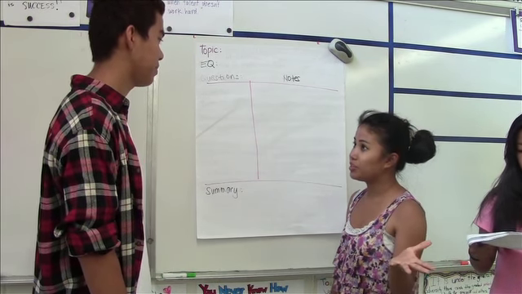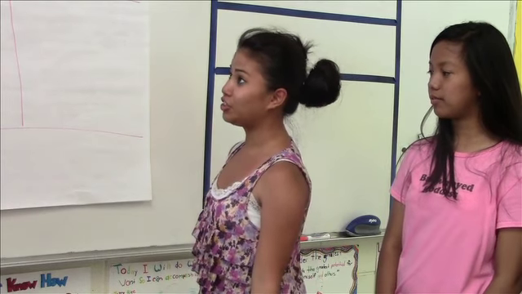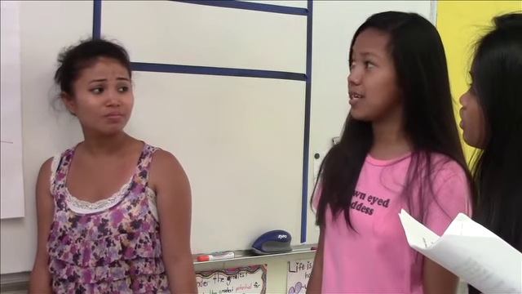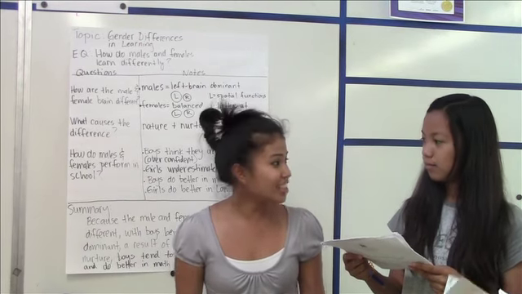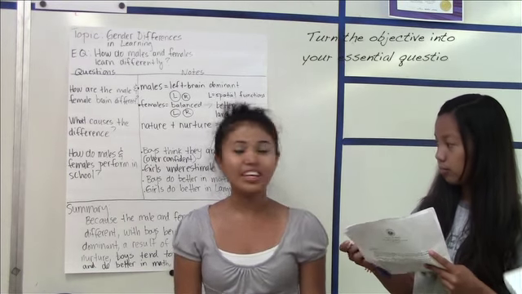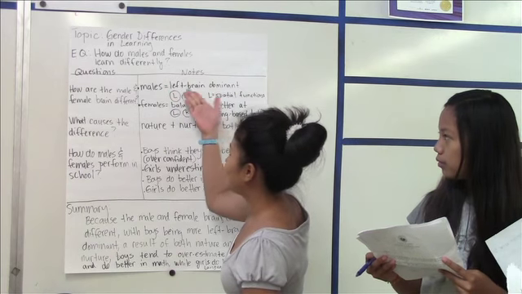Now that you have your paper set up, it's time to take notes. If you are taking notes from a lecture, your teacher of course can tell you the topic. Okay, how about the essential question? To get the essential question, just turn the objective into an essential question. Here's an example. How do males and females learn differently?